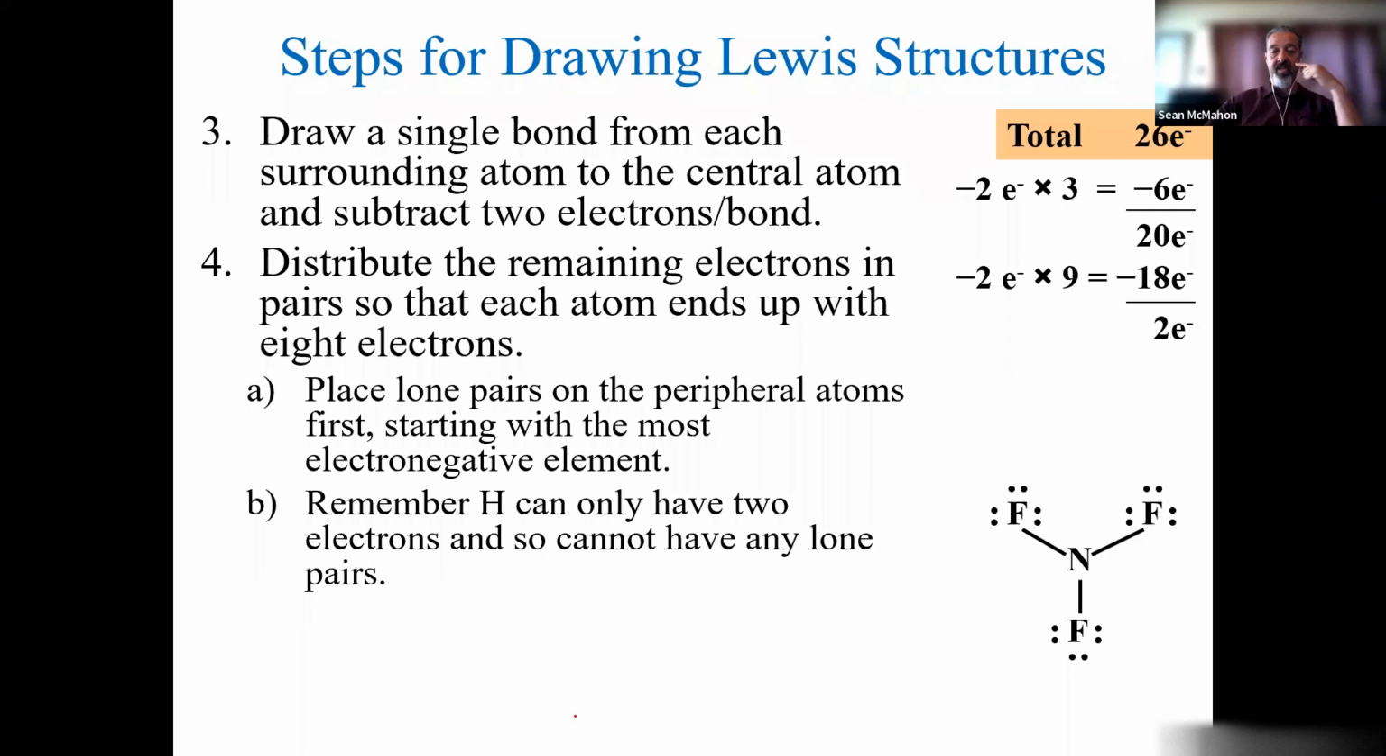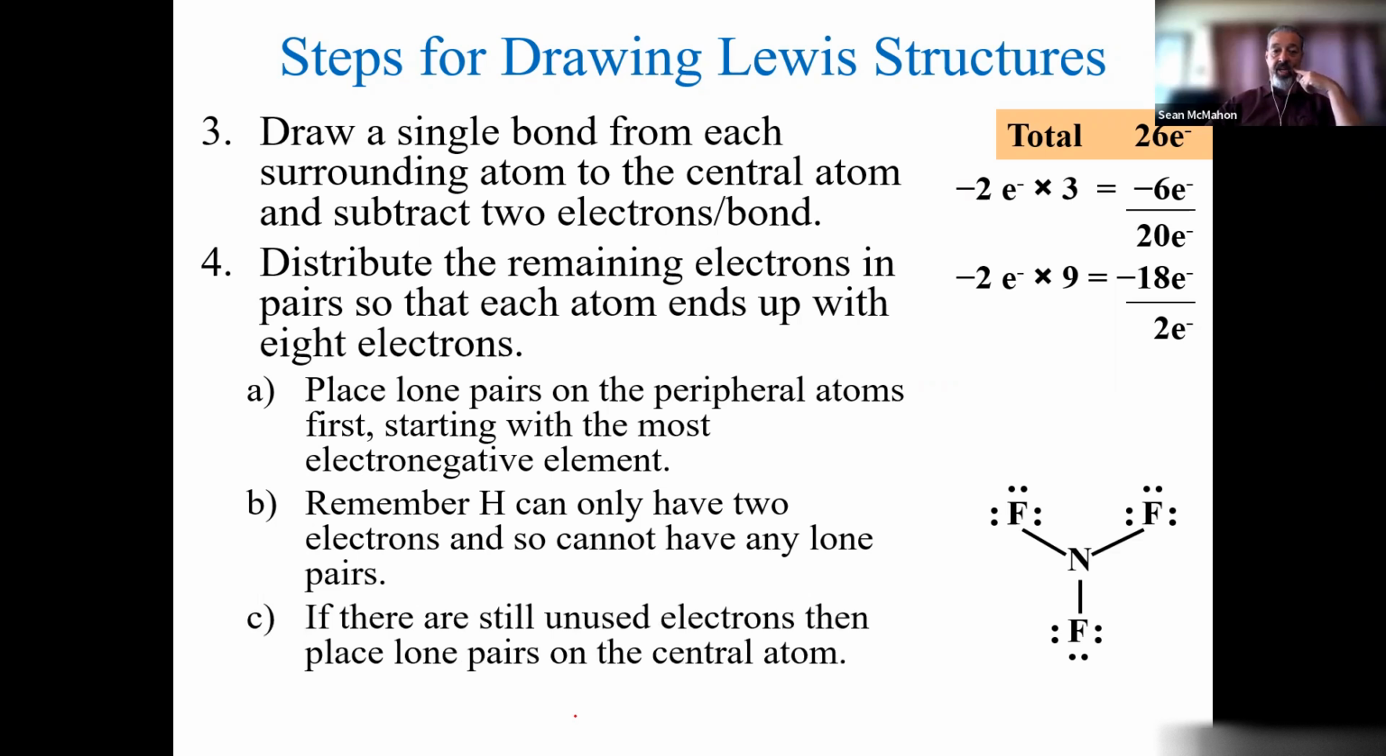Well, I'm reminding you, hydrogen can only have 2 electrons, so you can't have any lone pairs. If there are any peripheral atoms that are hydrogens, do not put lone pairs on them. That's typically for peripheral or outer atoms. When you're satisfying the octets, it's not going to be hydrogen because it wants a duet.